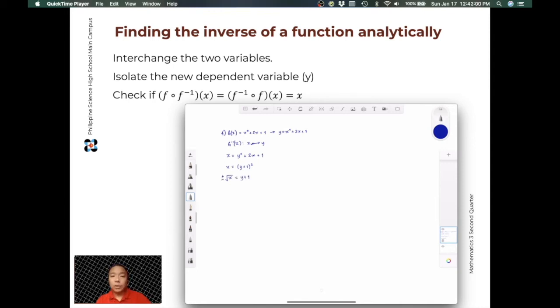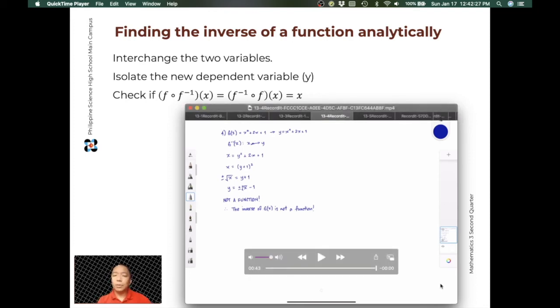Or square root of x equals y plus 1. Pero ang square root, pag nag-square tayo both sides, plus minus yon. Hindi pwedeng plus lang. So, yung resulting natin na possible inverse, it's not a function. So therefore, the inverse of capital G of x, it's not a function. We could still say that nahanap natin yung inverse niya, but it's not an inverse function. At ang concern lang natin for now ay inverse functions. So we won't proceed with checking, we won't proceed with anything. Kasi nakita natin na hindi na siya function.